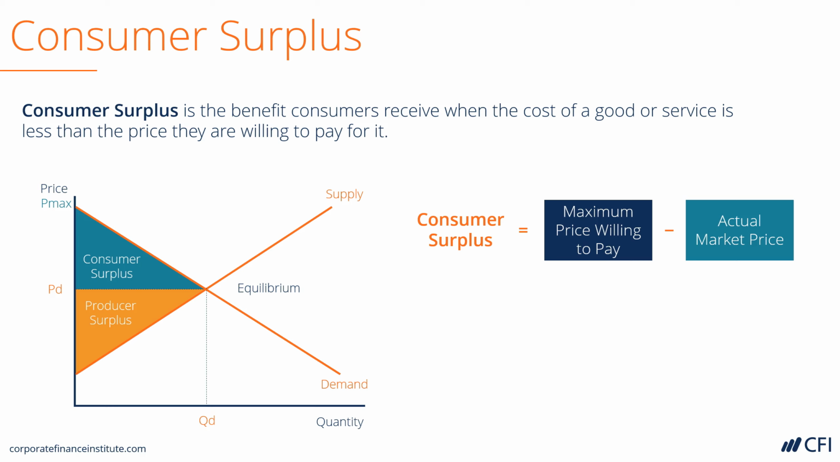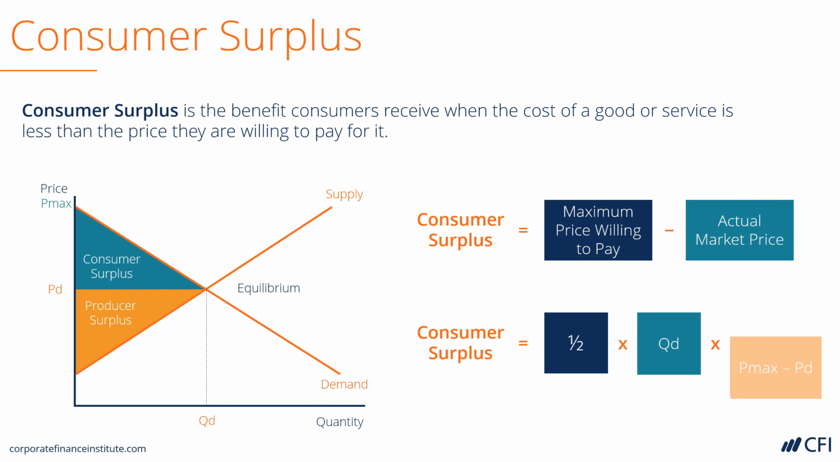So let's look at consumer surplus and producer surplus. The area of each triangle represents the total benefit to either the consumers or the producers, depending on where the price is relative to how much they're willing to pay for it or how much they're willing to produce the product for. So the consumer surplus is equal to half of the quantity demanded times the maximum price minus the equilibrium price.